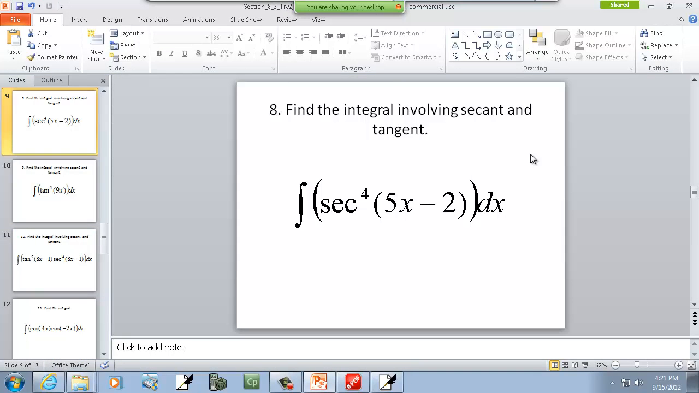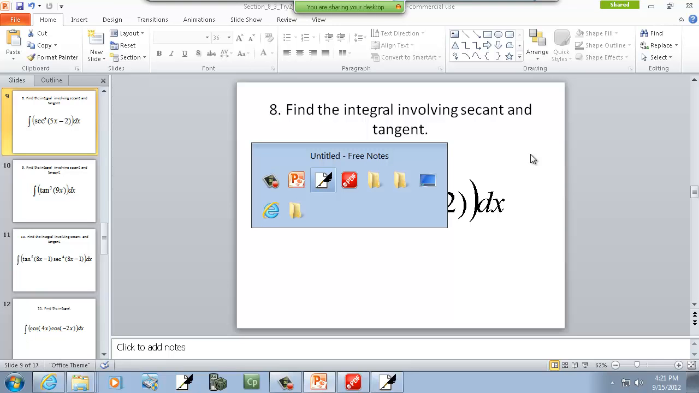Here we got secant to the fourth. And find the integral involving secant and tangent. Okay, let's take a look at this one.